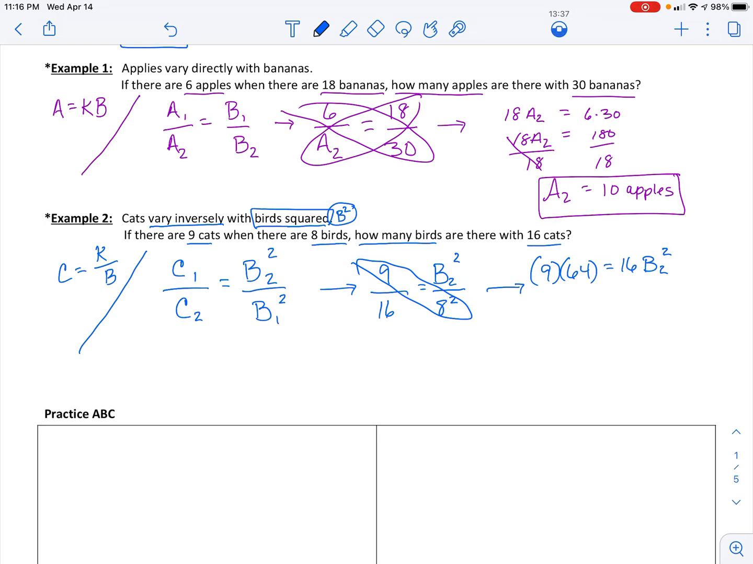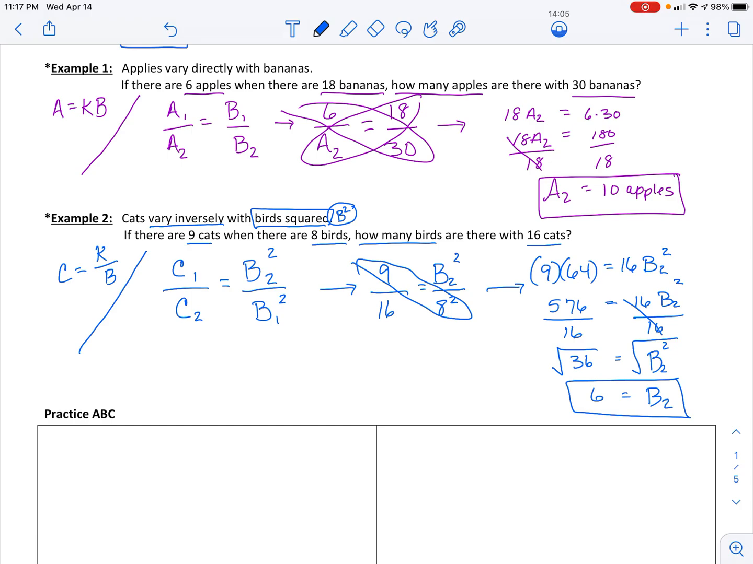Let's go ahead and figure this out. So 9 times 64 is 576 equals 16 b squared squared. We're going to divide by 16. We're going to end up with b squared squared equals 36. We have to undo this to get rid of the square by using the square root sign, and we end up with b sub 2 equals 6. So in the end, you would have 6 birds.